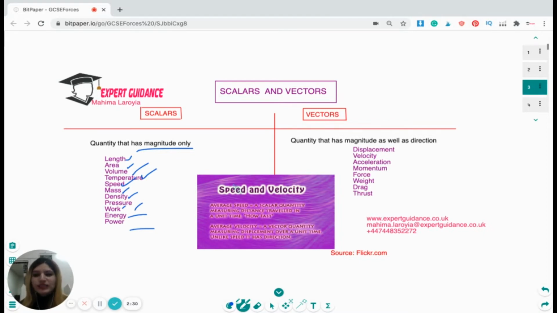The vector quantities are displacement, velocity, acceleration, momentum, force, weight, drag, and thrust. So again, a scalar quantity has magnitude only, but no direction, whereas vector quantities have both magnitude as well as direction. So like speed and velocity. Speed is just the magnitude, so it's a scalar quantity. Velocity is the speed in a given direction, so that becomes the vector quantity.